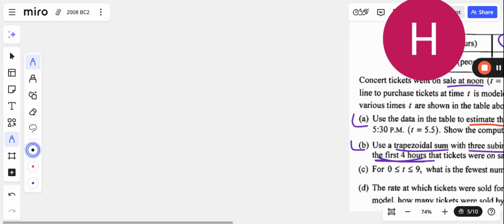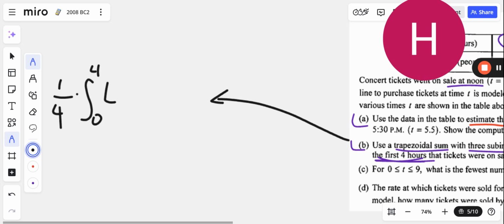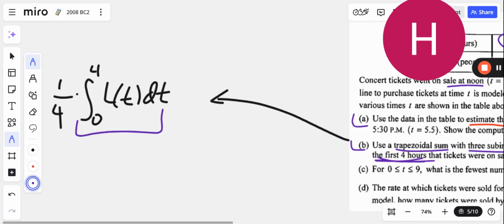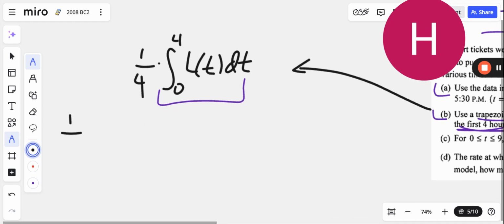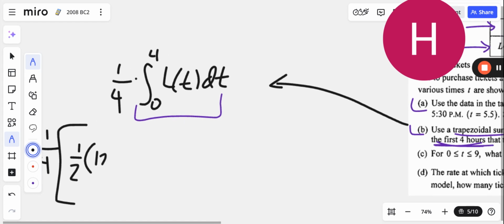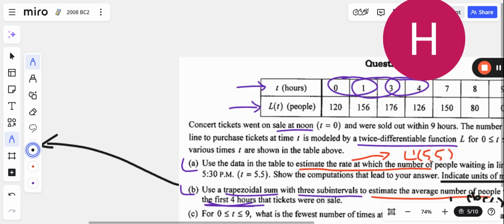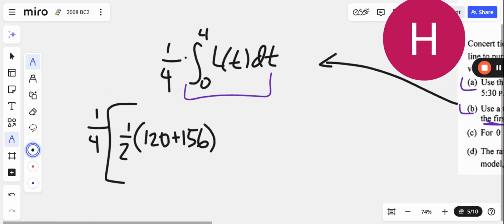So we're going to have 1 over 4 times the integral from 0 to 4. That's our goal here. Now this is the thing that we have to approximate with some trapezoids. So let's break that down. It's going to be the trapezoid formula, 1/2 base 1 plus base 2. So take the values for the first interval from 0 to 1, 120 plus 156, and then the quote-unquote height is the span of time, so that's just 1.